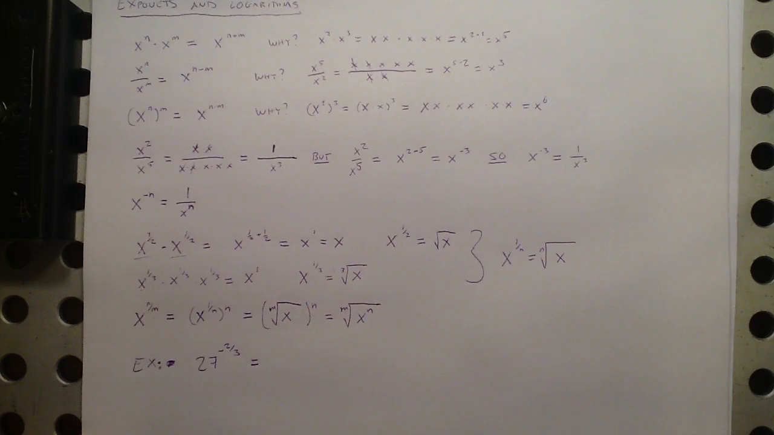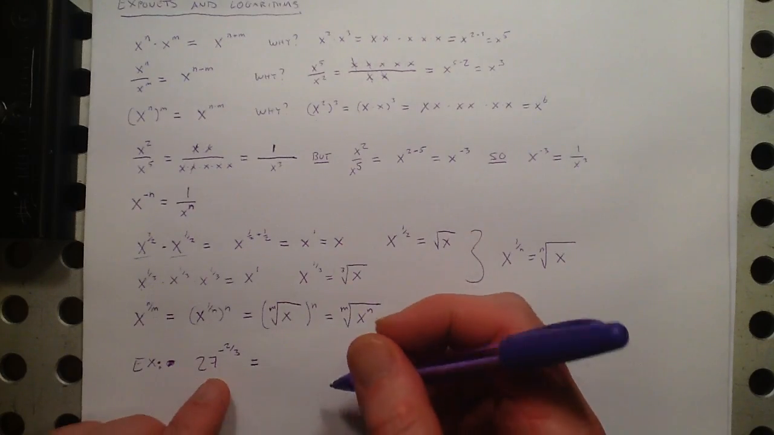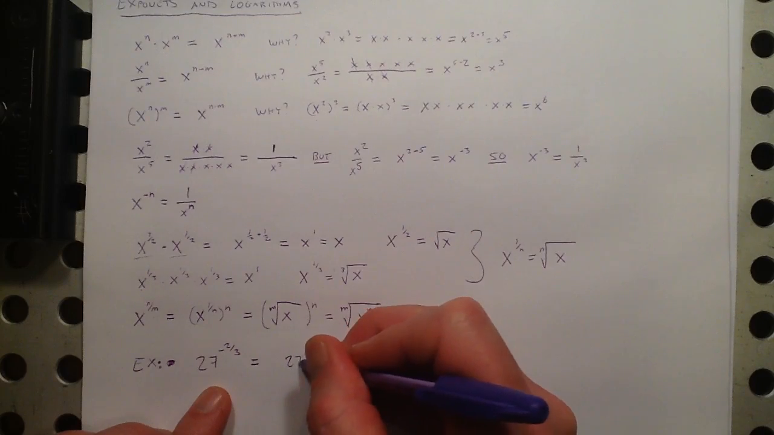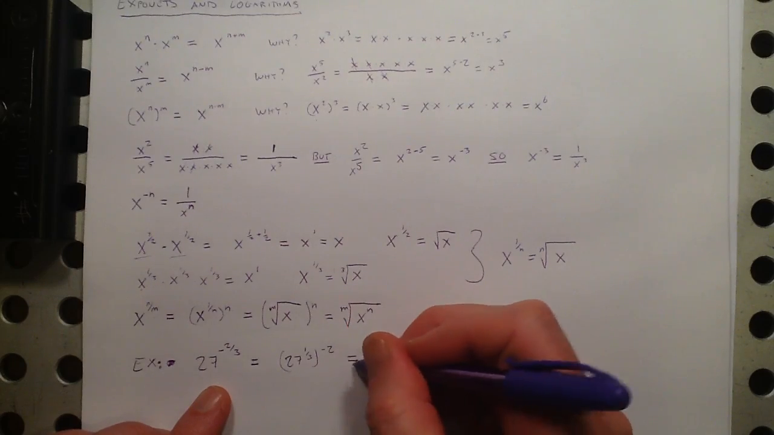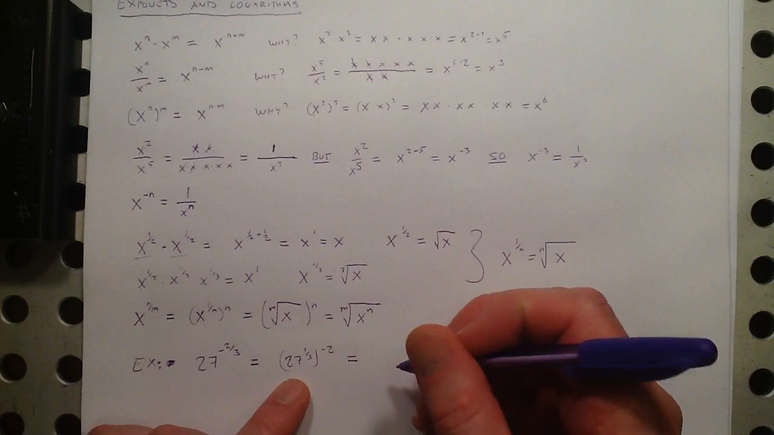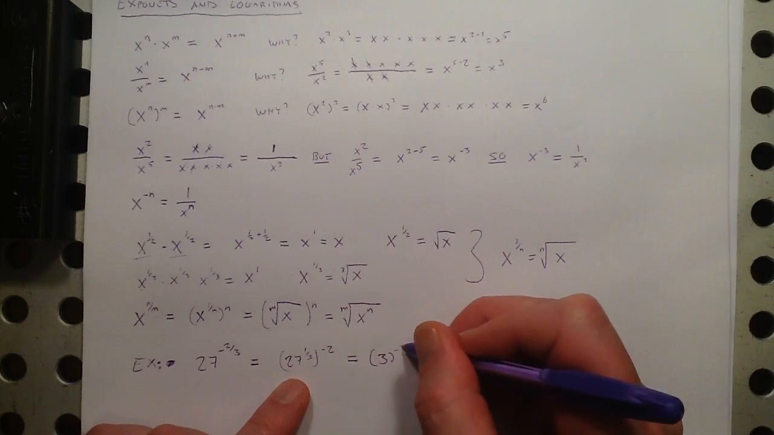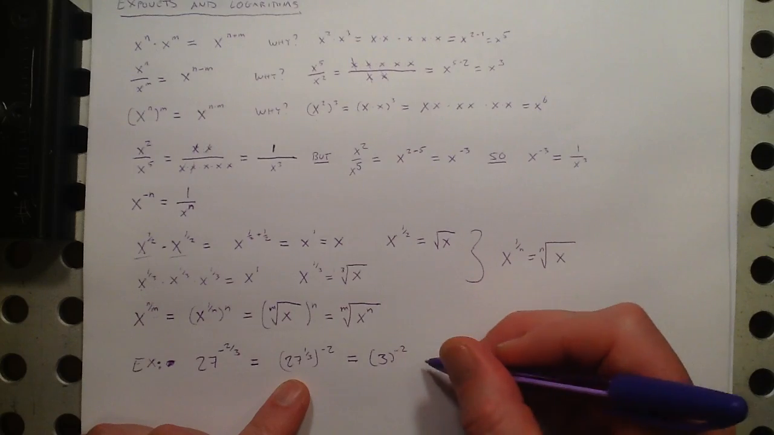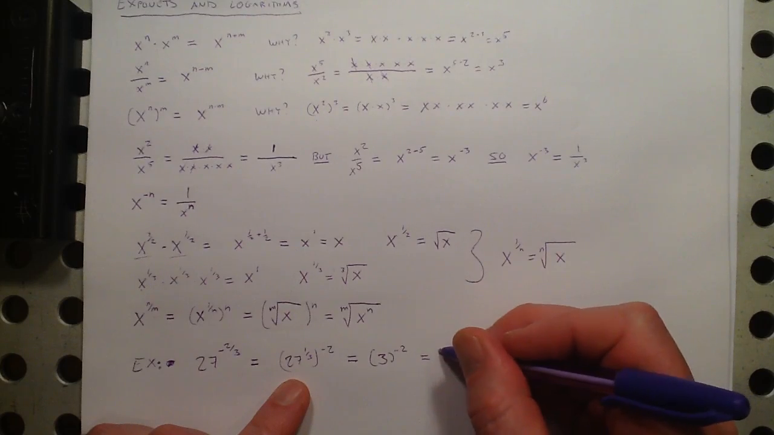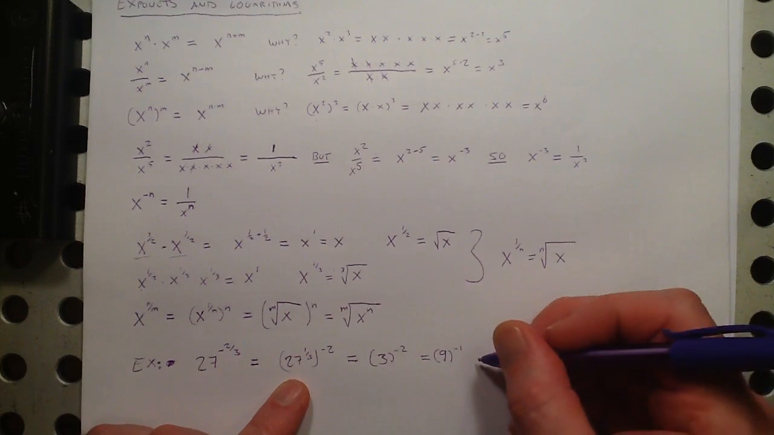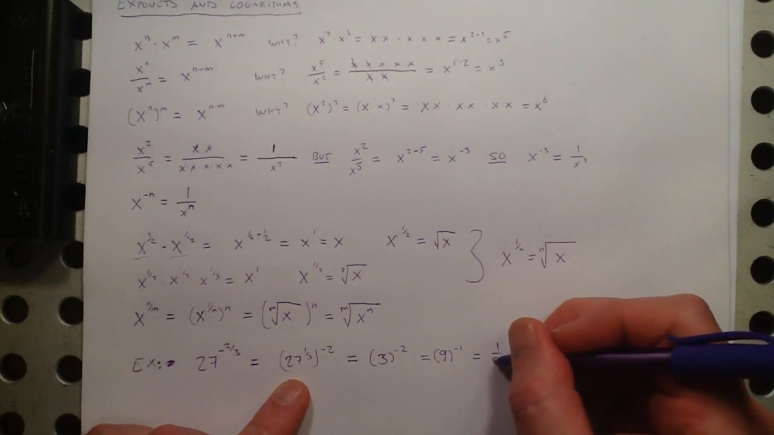Let's see. I think the order that makes sense to do this is to do this first, and then this, and then the negative sign. So there's 3 different rules that will apply here. I'm going to do 27 to the 1/3 first, and then I'll do the negative 2 part after. So 27 to the 1/3, that's the cube root of 27. That's 3 to the negative 2. And then I'm going to do the 2 part, and I'll leave a negative 1 on the outside. So 3 squared is 9. I still haven't done the negative sign. And then 9 to the negative 1, that's 1/9.